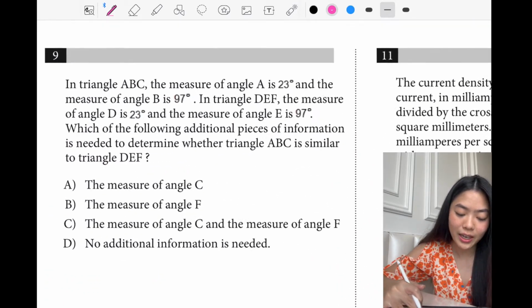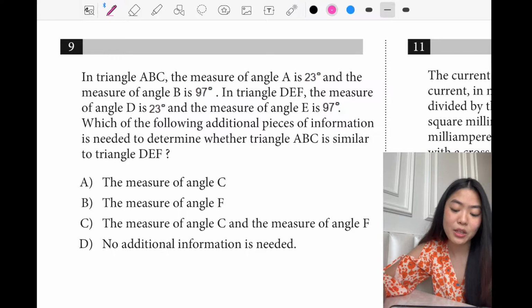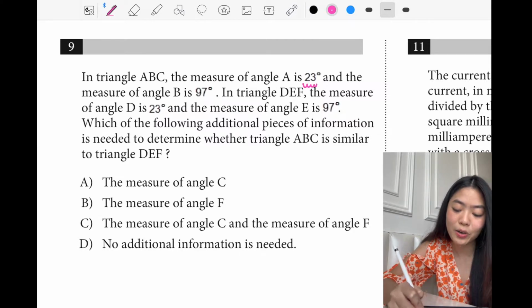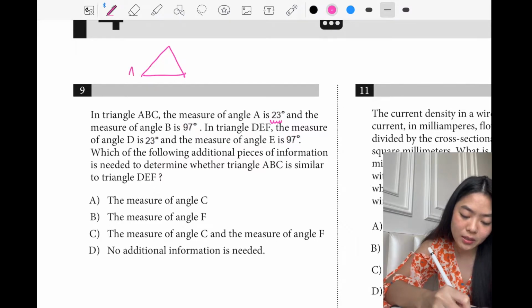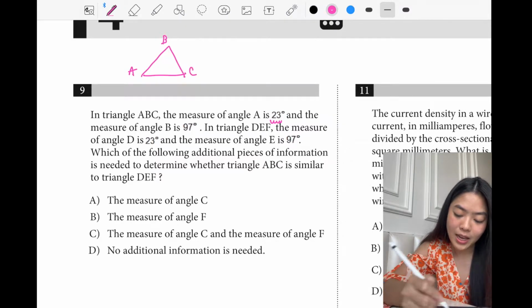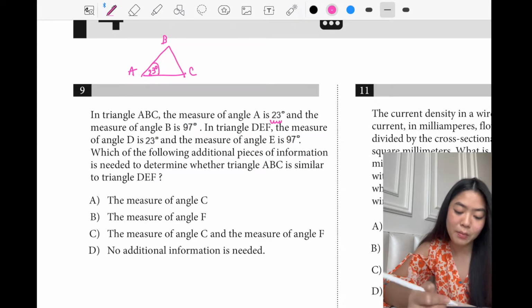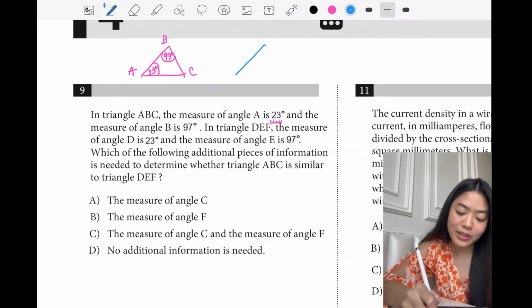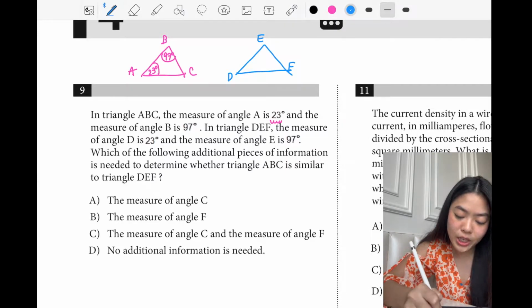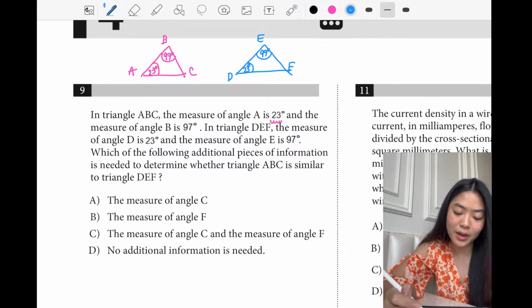Okay, next one, question 9. In the triangle ABC, the measure of angle A is 23. Okay, so maybe we can draw triangle ABC, and then angle A is 23, and the measure of B is 97. Okay, and we have another triangle DEF where the measure of D is 23 and the angle E is 97.